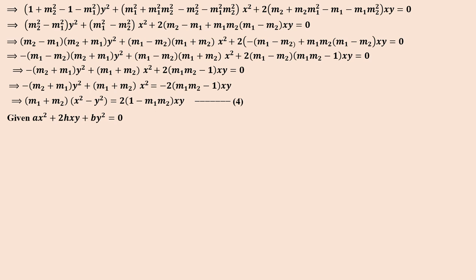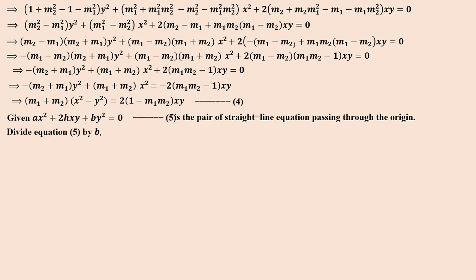So given ax square plus 2hxy plus by square equal to 0, that is the given pair of straight lines, that is equation number 5. The pair of straight lines equation passing through the origin, which is the combination of two lines, we already mentioned in the first line of this problem. Now we are going to take this equation and divide it by b. So divided by b, a by b x square plus 2h by b xy plus b by b, that is 1, y square equal to 0, that is equation number 6.